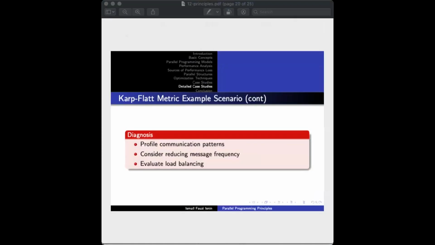Second, we should look into reducing our message frequency, which we can accomplish by aggregating small variables into fewer and also larger data packets. Third, we must carefully evaluate our load balancing to ensure our processors are not wasting time stalled at a barrier. That's very important.